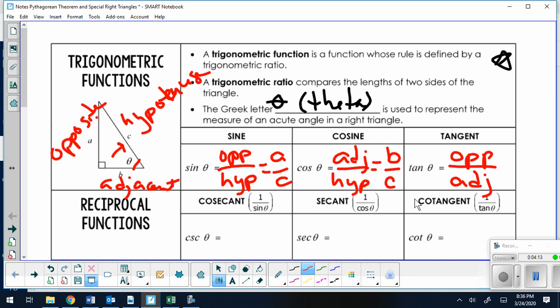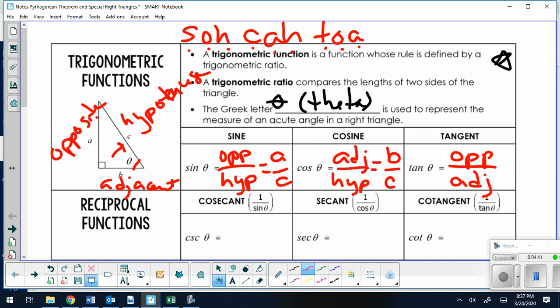Now, there is a little mnemonic device. SOHCAHTOA. I did not make that up. You're going to hear your teacher say it through the years. SOHCAHTOA. Sine is opposite over hypotenuse. Cosine is adjacent over hypotenuse. Tangent is opposite over adjacent. And again, super important that you're always paying attention to where your theta is.